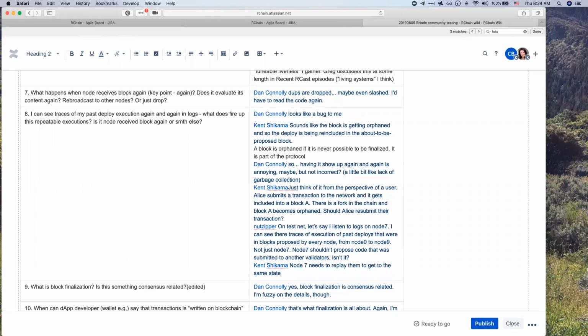Yeah, I asked this question because from the testnet user perspective, I saw that there are a lot of blocks being received again and again, for quite a long time. So maybe I'm missing something, but I will pay attention to this. I was wondering why nodes can receive the same block again and again for about an hour.